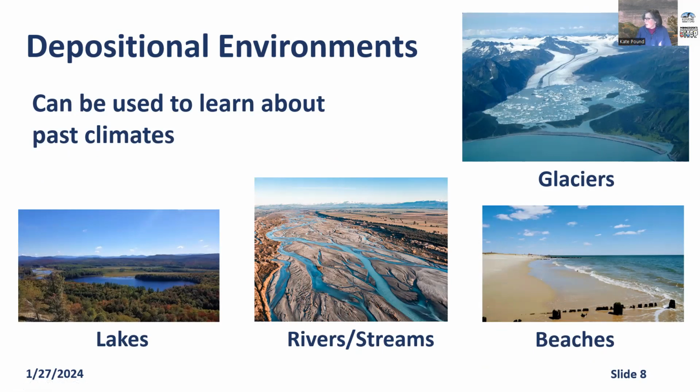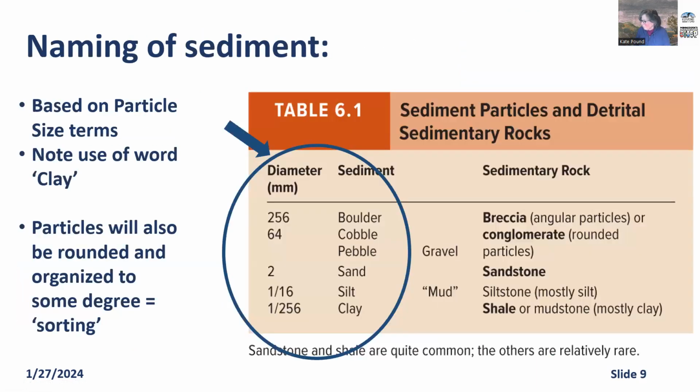These are very different looking environments: lakes, rivers and streams, beaches and glaciers. And if we look at sediment that has been lithified, in other words, sedimentary rock, we can look at the detailed features to try and figure out what environment the sediment was deposited in. And this is one thing that gets used to understand past climates.